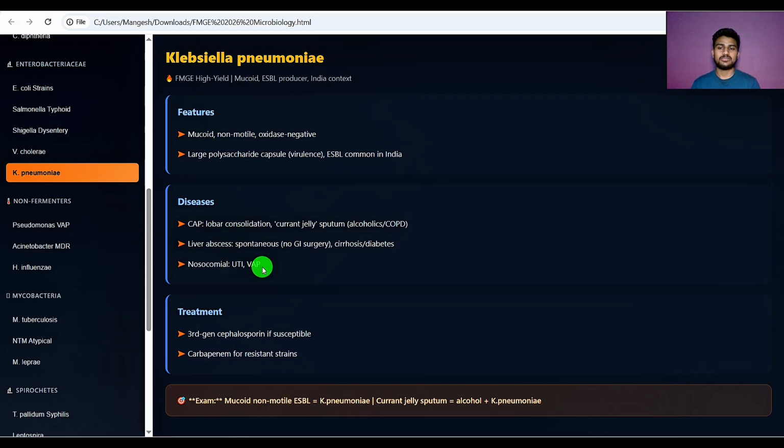There is a history of hospital admission, because this is one of the hospital acquired infections. So there can be a history of ventilator acquired pneumonia or urinary tract infection, and the treatment is simply third generation cephalosporins if susceptible, and we can also use carbapenem for resistant strains. So this ends our section of Enterobacteriaceae, and then we are moving forward towards the non-fermenters.